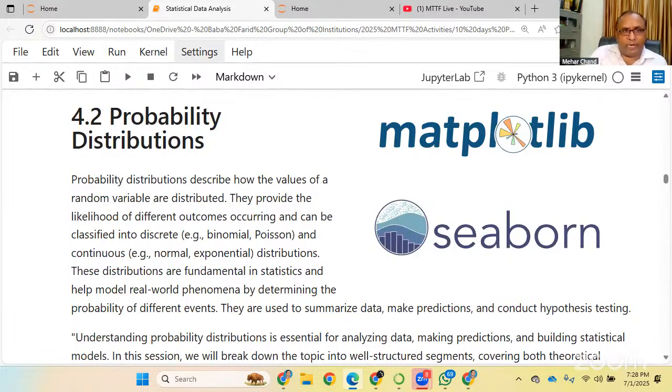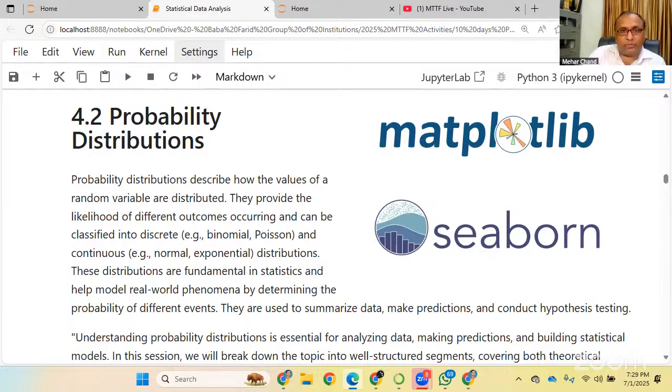And we are talking about probability distribution. First, this is the brief introduction. A probability distribution describes how the values of a random variable are distributed. It provides the likelihood of different outcomes occurring and can be classified into discrete as well as continuous. Discrete probability distributions include, for example, binomial and Poisson. For continuous distributions, we have the normal and exponential distributions. These distributions are fundamental in statistics and help model real world phenomena by determining the probability of different events.